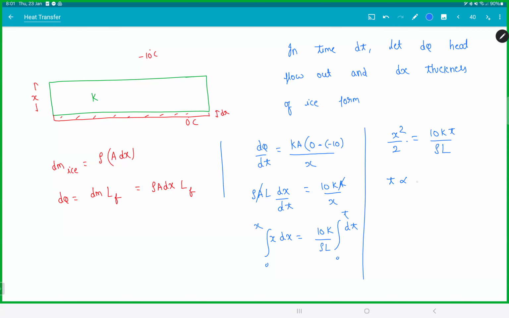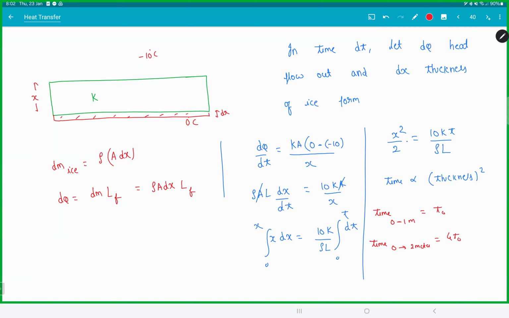Interestingly, if you see, t is proportional to x square. So the time is proportional to the thickness square. Means it becomes more and more difficult for ice to form. So you know how they'll ask in the exam? For example, if the time taken from 0 to 1 meter thickness of ice is T naught, then the time taken to go from 0 to 2 meter thickness of ice will be how much? 4 T naught, right?